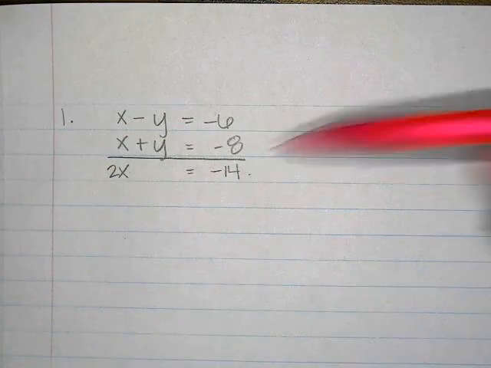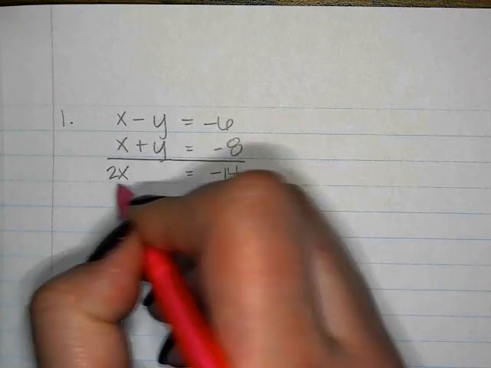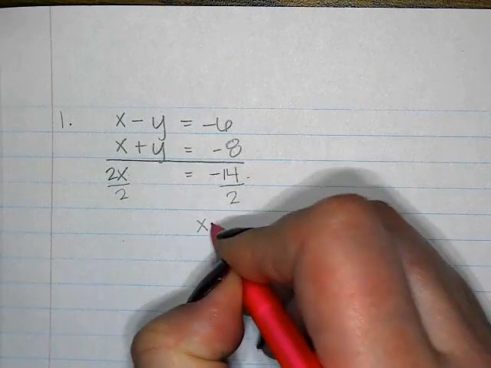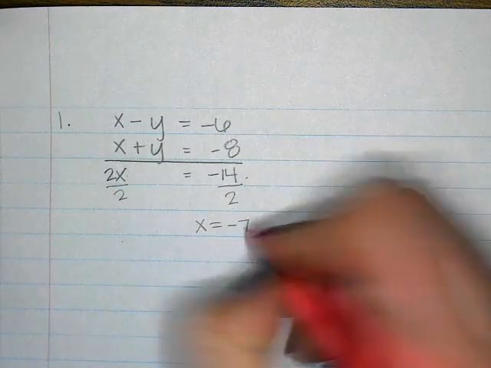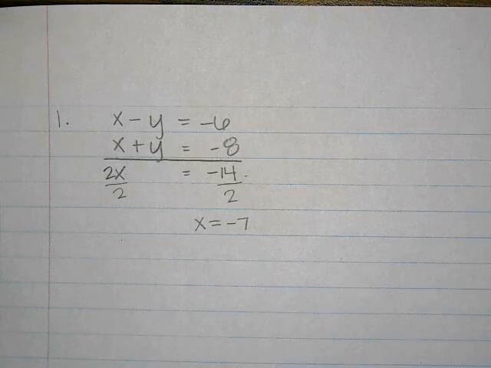And then what do I do from there? Divide by 2. And I get x equals -7. Okay, so I solved for the first variable. Now I want to go back and solve for y. And how do I do that?